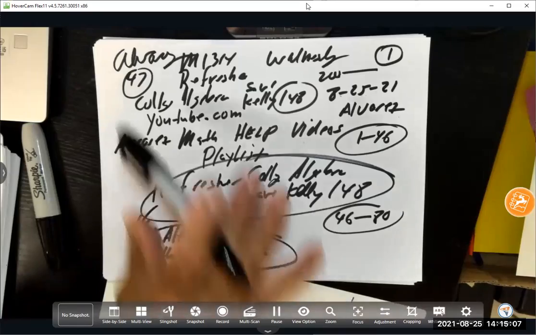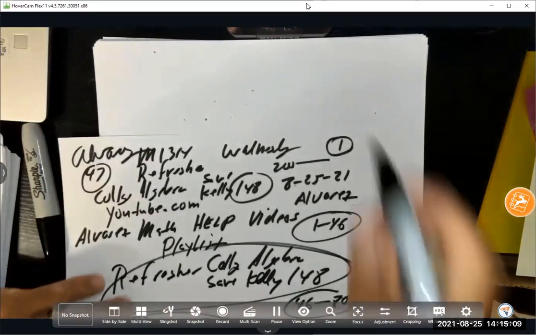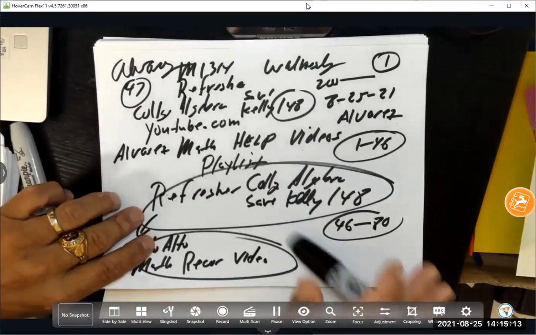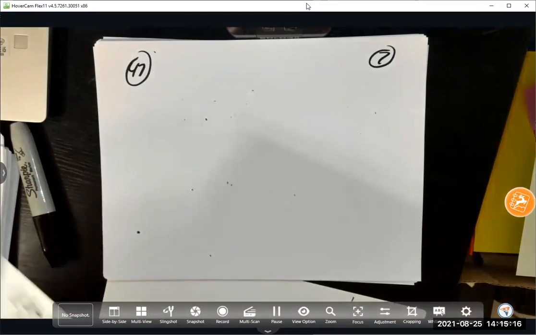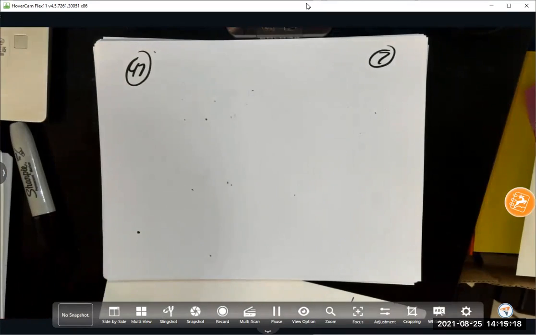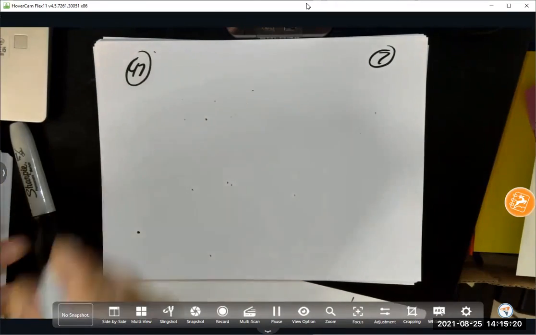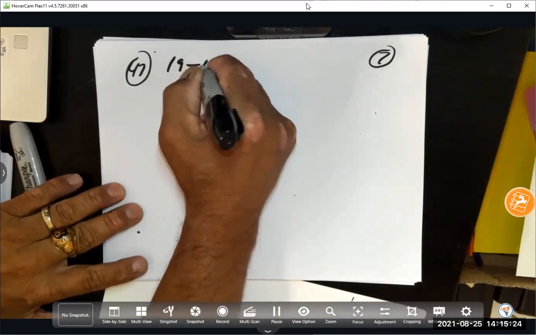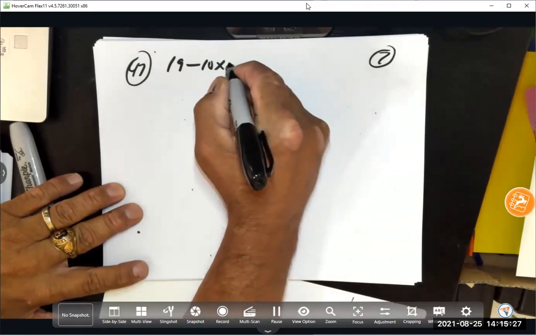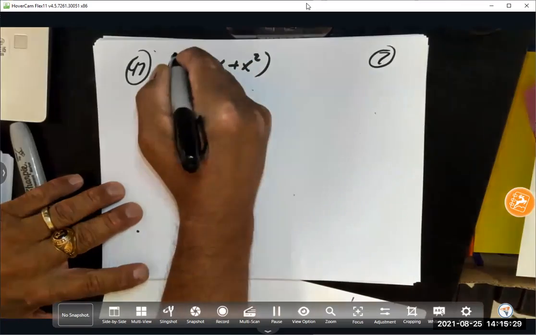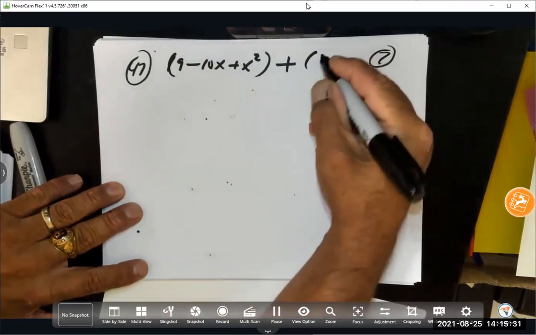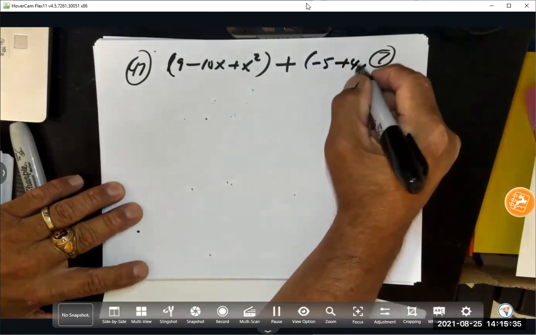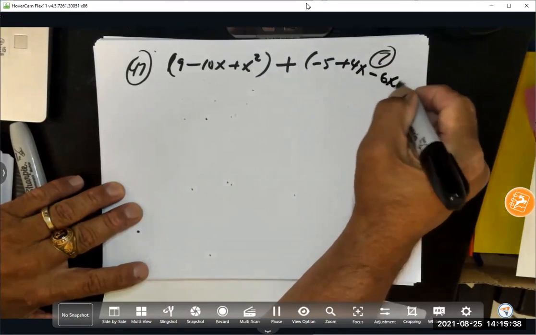Okay, so today, let's start with number 47. Hopefully you'll be okay. This is in case you weren't here with me. Look it up. All right, let's go to 47. It says 9 minus 10x plus x squared, add -5 plus 4x minus 6x squared.